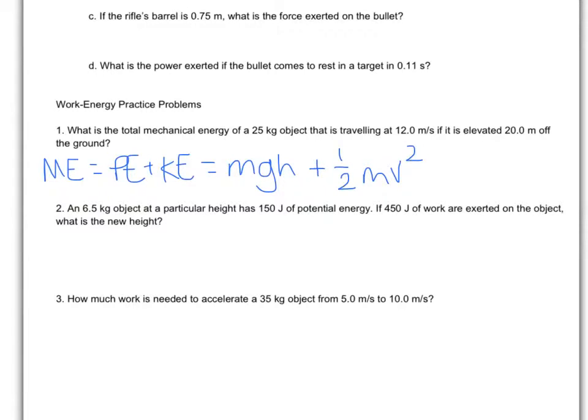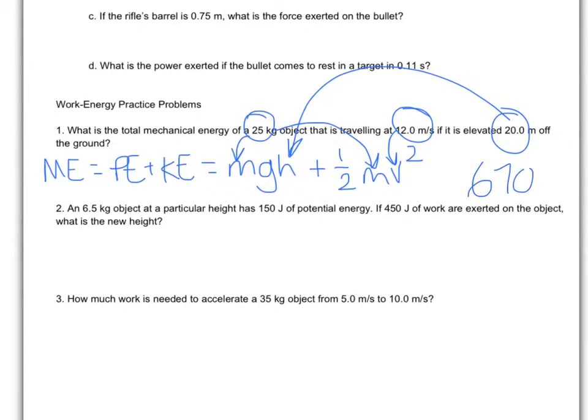And all the variables that we need are given to us in the problem. We're given the mass, 25 kilograms. We're given the velocity for the kinetic energy part, and we're given the height above the ground for the potential energy. So if you plug all those in, along with our good friend little g, 9.81 meters per second squared, you should get an answer that totals up to 6,700 joules of mechanical energy.